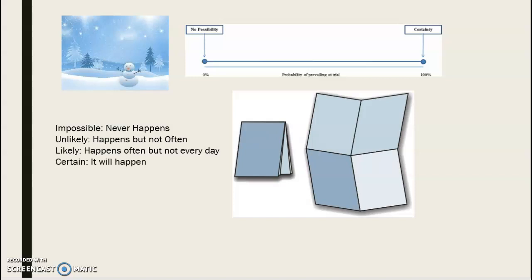The activity in this lesson would be that the children would fold a piece of paper into fours, and each square would be one of the vocabulary words: impossible, unlikely, likely, and certain. And then they will draw or write a sentence that would describe that word for them.